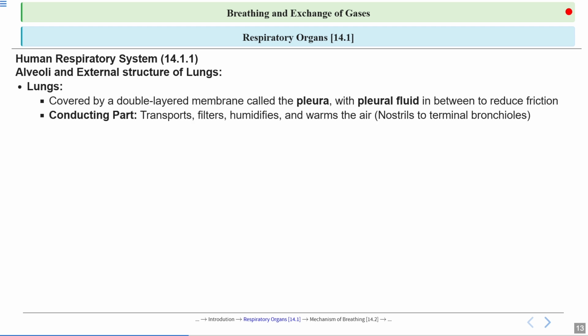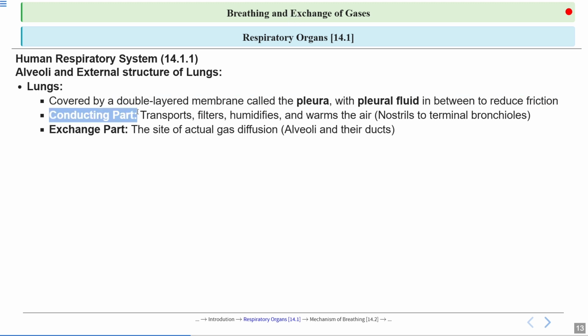Now, you can see this entire air passage is divided into two parts. First is the conducting part, second is the exchange part. So what is special about the conducting part? The conducting part transports, filters, humidifies and warms the air. The conducting part runs from the external nostril to the terminal bronchioles.